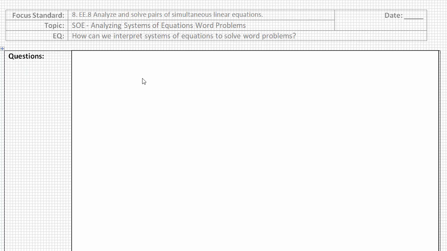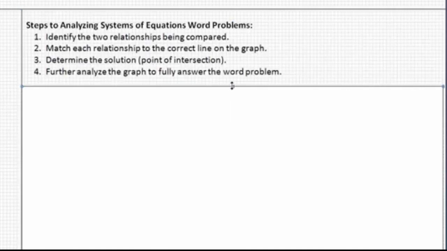We're going to start off today by discussing the 4 steps to analyzing systems of equations word problems. The first step is to identify the 2 relationships being compared. Second, we want to match each relationship to the correct line on the graph. Third, determine the solution, and by solution we mean the point of intersection between the 2 lines. And fourth, we want to further analyze the graph to fully answer the word problem.